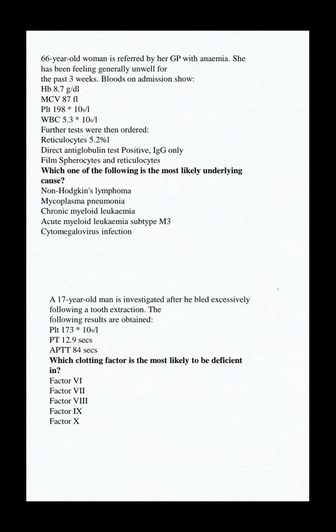So here direct antiglobulin tests are positive and films show there is a spherocyte and reticulocyte. If I do the excluding method, cytomegalovirus infection is not accepted, right? AML is a young age, but here the age is 60, the elderly age, so it is not accepted in my excluding method.